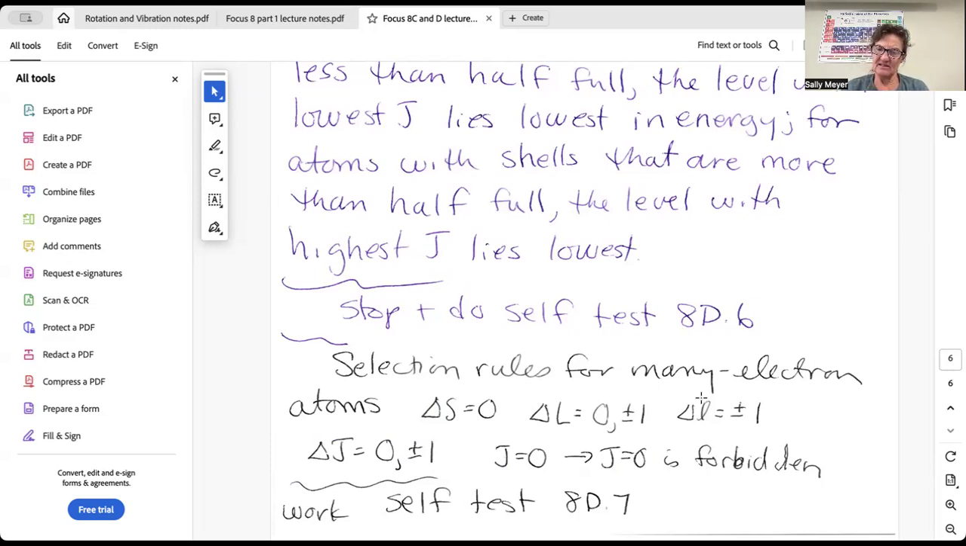So once again, these selection rules are based on the idea that a photon either brings in or carries away 1 unit of angular momentum. And so the electrons have to respond in such a way to change their angular momentum. Delta J can be 0 plus or minus 1, but J cannot go from 0 to 0. So those are just selection rules, and you should write those down. So stop and work self-test 8D.7. And in our next discussion, we will begin talking about the quantum mechanics of molecules.